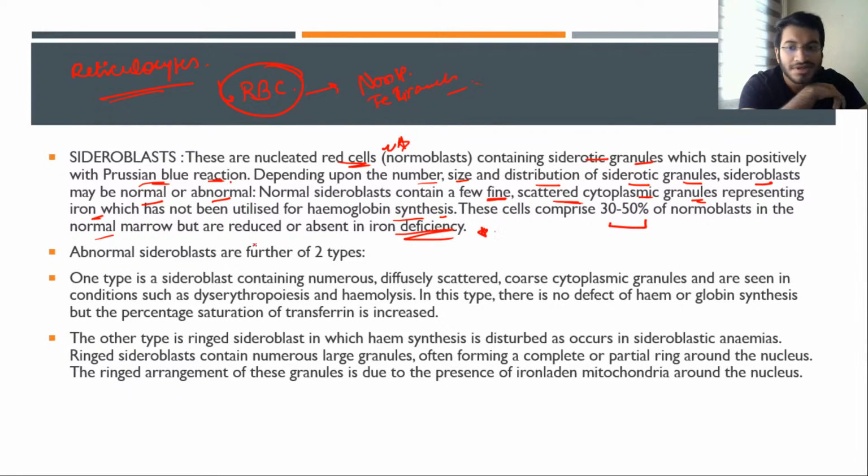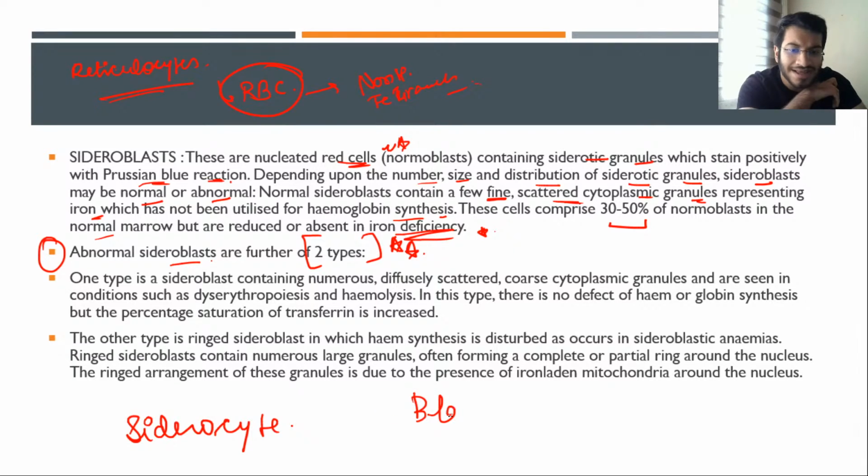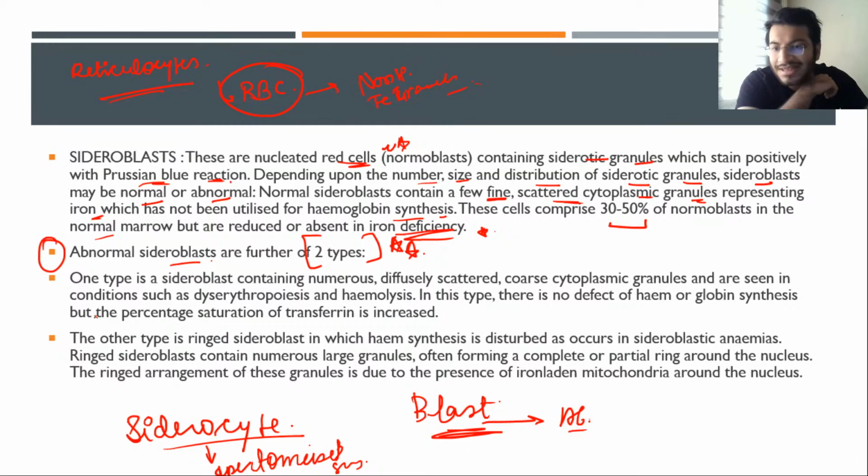अब abnormal sideroblasts are of further two types. देखो दो टाइप के सेल्स थे. सबसे पहले हमने सिडेरोसाइट की बात करी और सिडेरोब्लास्ट की बात करी. Siderocyte is normal but in splenectomized subjects. ब्लास्ट जो है दैट इज एबनॉर्मल और उसकी एबनॉर्मेलिटी पढ़ते हैं. सो एबनॉर्मल सिडेरोब्लास्ट आर फर्दर टू टाइप्स.